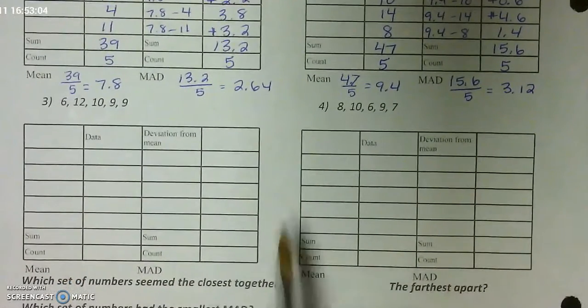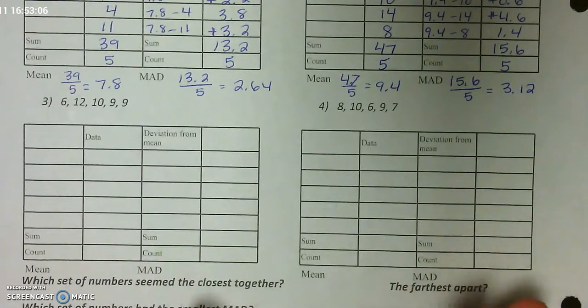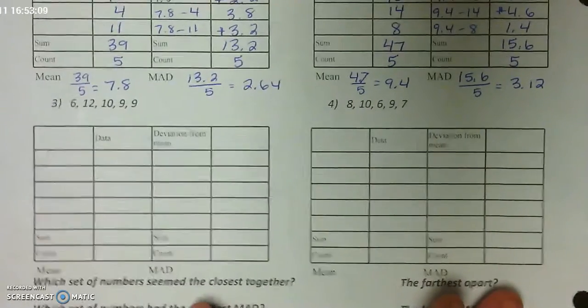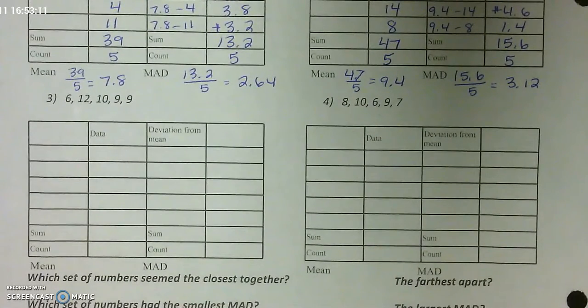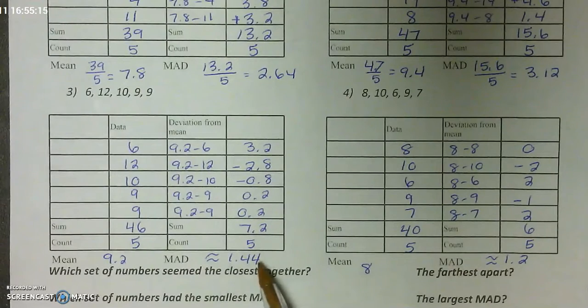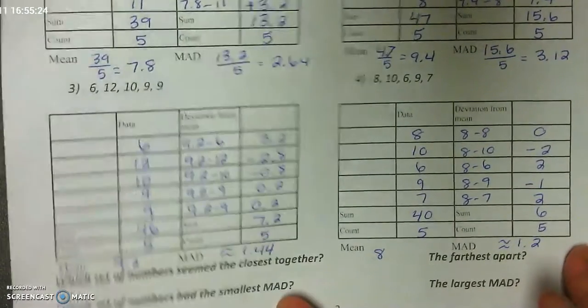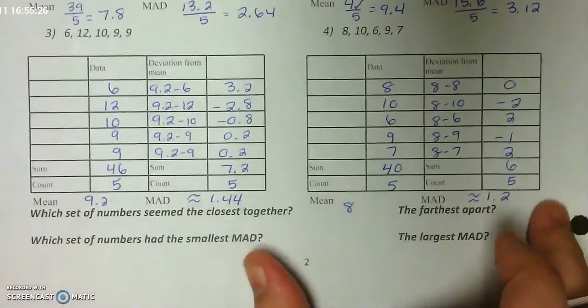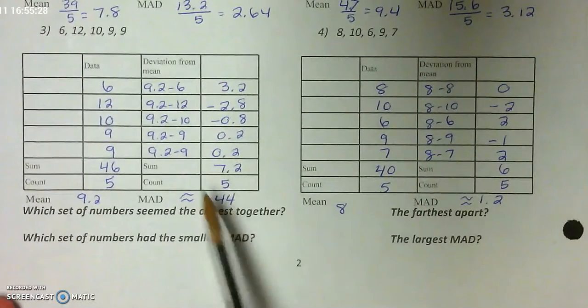So go ahead, pause the video, do 3 and 4, and then come back to see if you did it correctly. Okay, so you should have got the mean absolute deviation for number 3 is 1.44, and for number 4 you should have got 1.2. Now the question on the bottom is asking which set of the numbers seem the closest together.